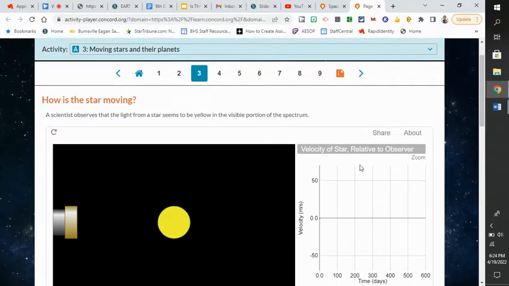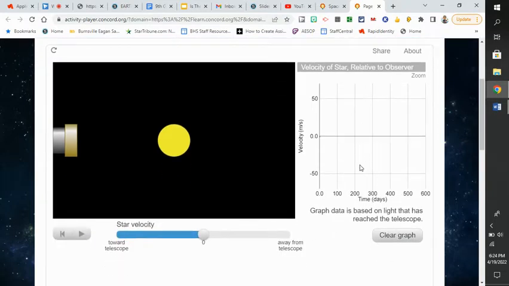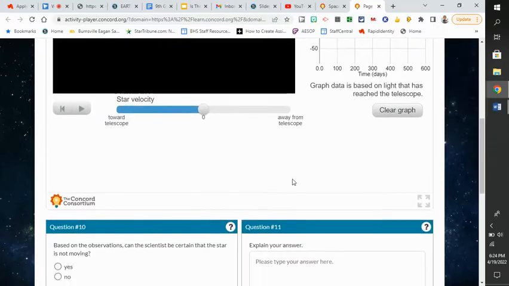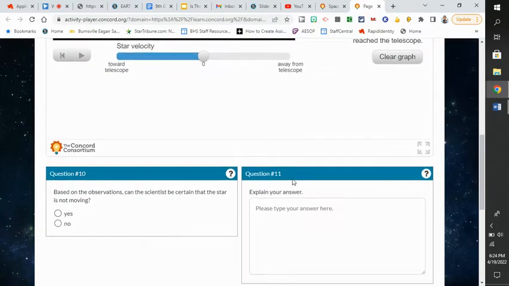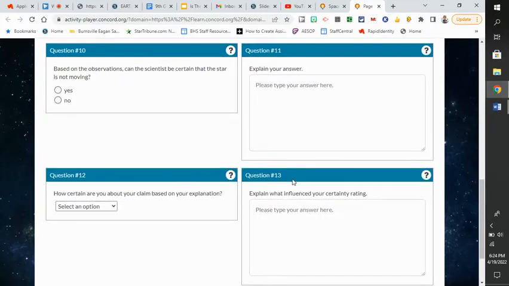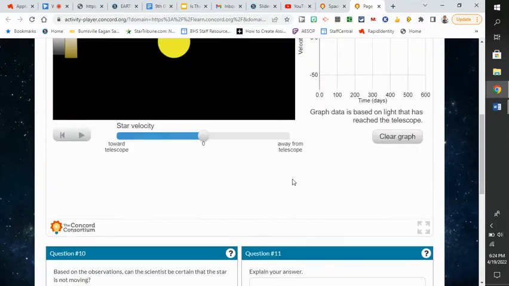Okay, part 3. If you've already done parts 1 and 2 earlier, now is the time to focus on part 3. How is the star moving? It says a scientist observes that the light from a star seems to be yellow in the visible portion of the spectrum. Based on the observations, can the scientist be certain that the star is not moving? Yes or no, and explain your answer. How certain are you about your claim based on your explanation, and explain what influenced your certainty rating?